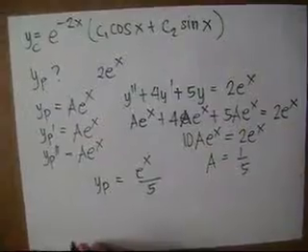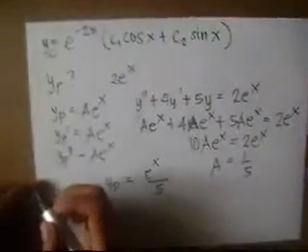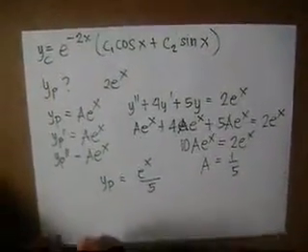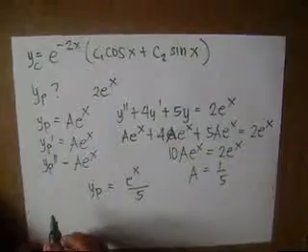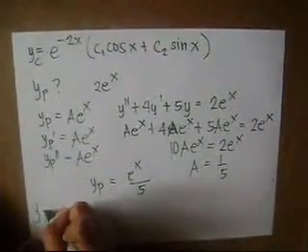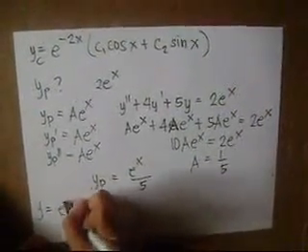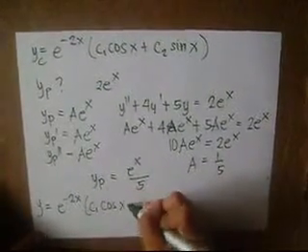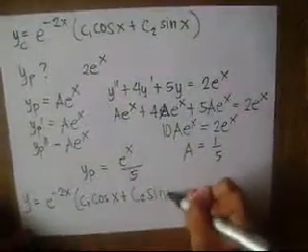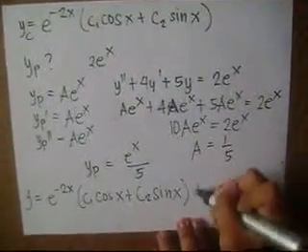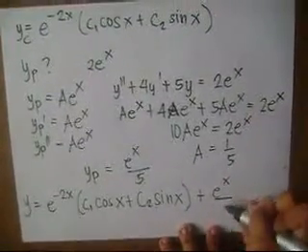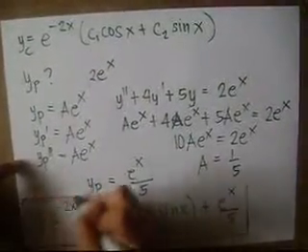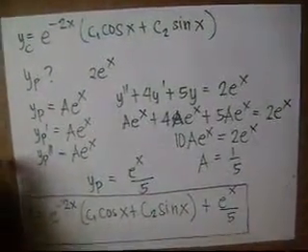Now, the general solution for the given equation, y'' + 4y' + 5y = 2e^x, is now y = e^(-2x)(c1 cos x + c2 sin x) + e^x/5. This is the general solution for the given differential equation.